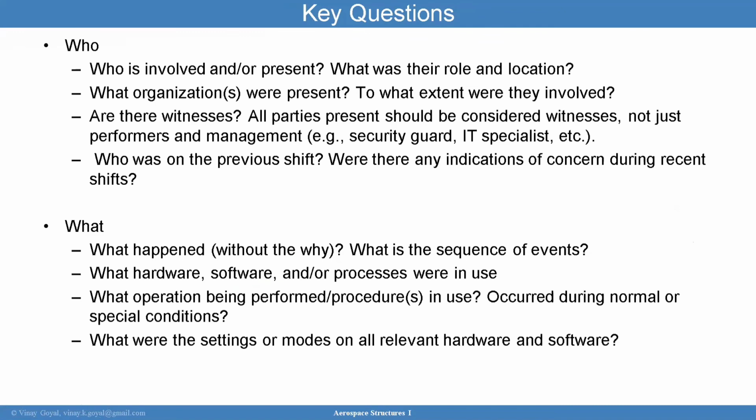So the key questions you want to ask in a failure investigation are: who should be involved? Who should be present? What was their role and location? Who was involved in that failure? What organizations were present? To what extent were they involved? Are there any witnesses? All parties present should be considered as witnesses, not just anyone there. Who was in the previous shift?